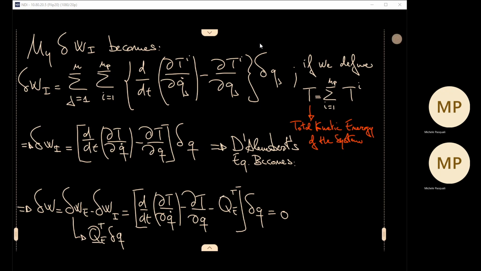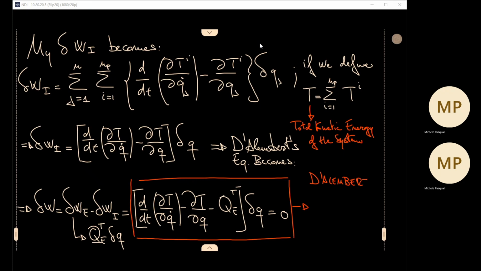This form here, if you happen to find it, is referred to as D'Alembert-Lagrange equation, because it's kind of something in between. Okay.